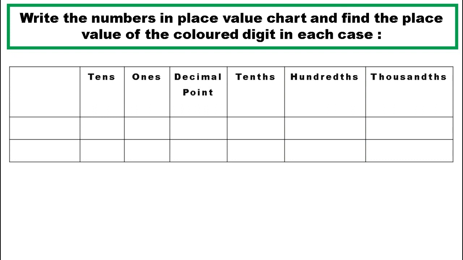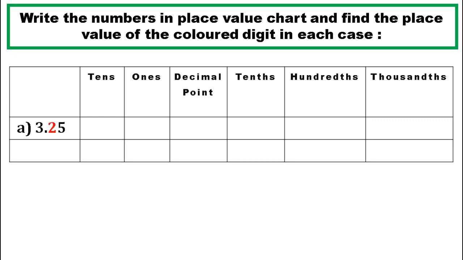So the first column, starting from the left side, is the tens. Next we have ones. Then we have the column which has the decimal point. The next column after the decimal point is tenths, then hundredths, and lastly thousandths.